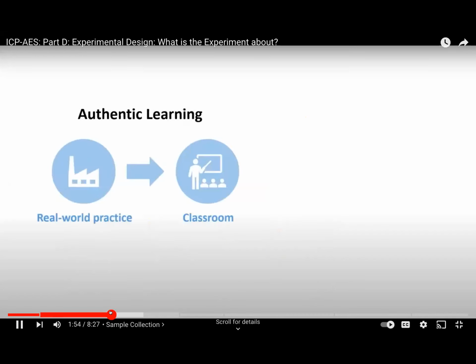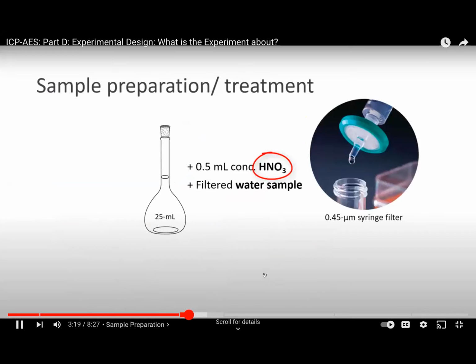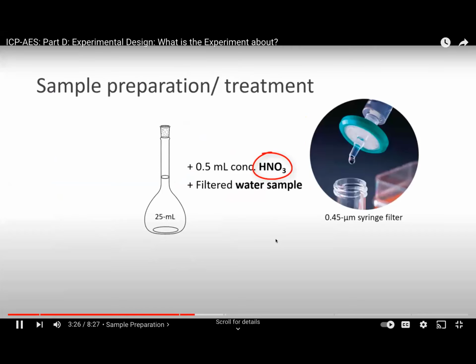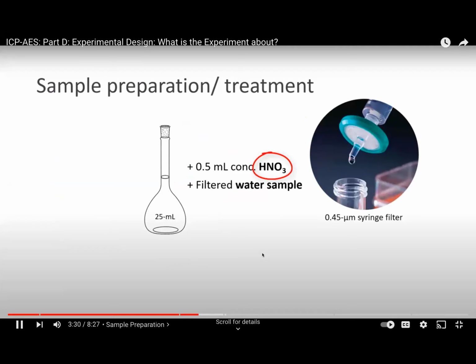Finally, for the experiment, we may analyze 6 to 10 water samples, acidified with nitric acid, and filter them to remove any solids from our samples. So why do we use nitric acid in this case? Why not hydrochloric acid? Let's discuss about it in the lab.